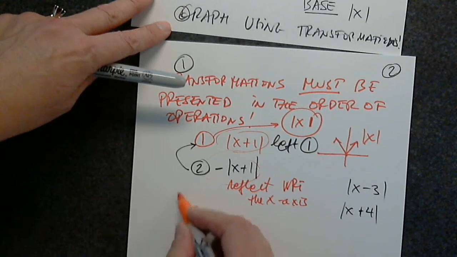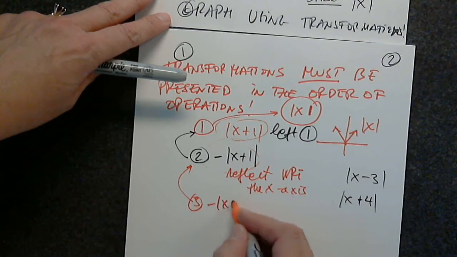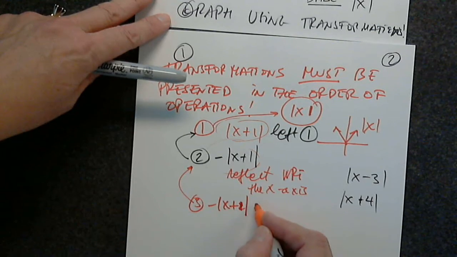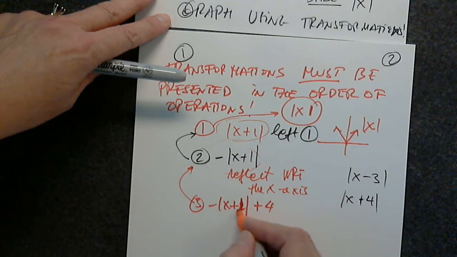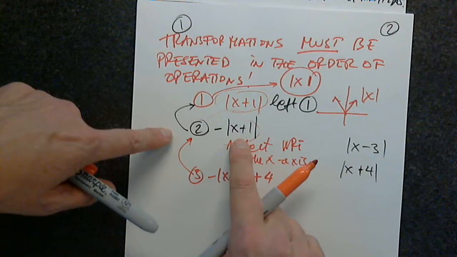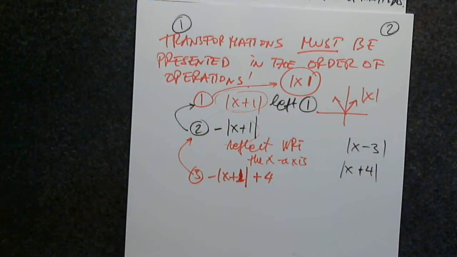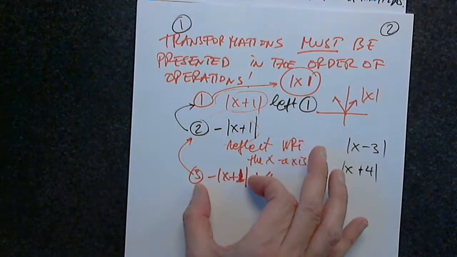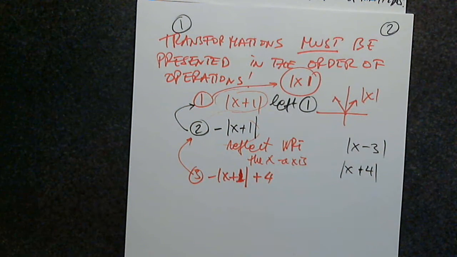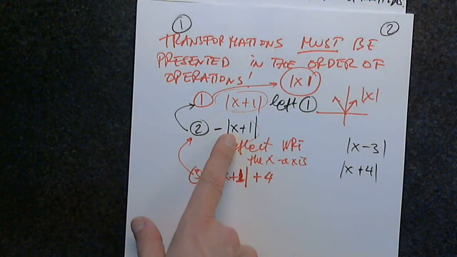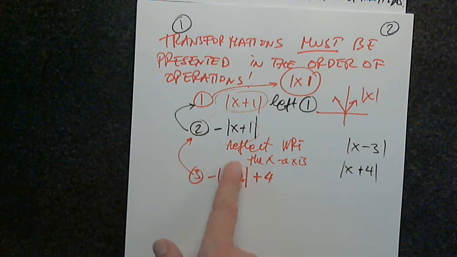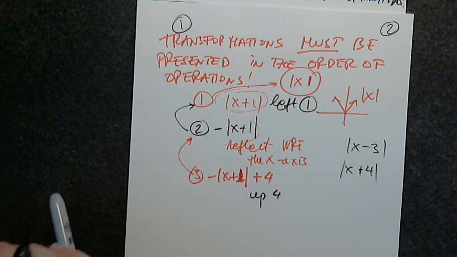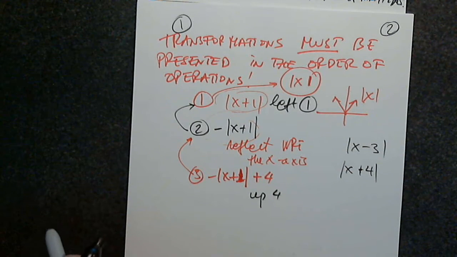And number 3 is a transformation on number 2, negative absolute value of x plus 1, plus 4. What does this do to number 2? You have to decide what changes. This does not change. So what changes? Does it change x? Does 4 touch x? Or does 4 touch y? Yes. So it's up 4. Is that clear?